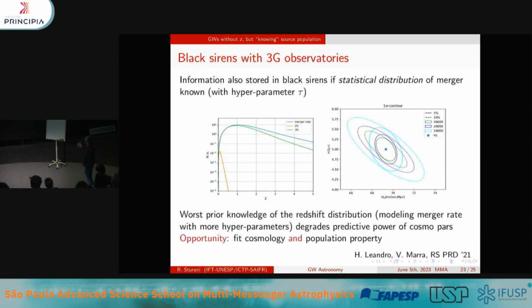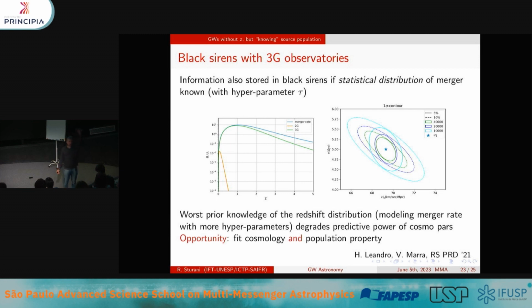For instance, we made a simulation of how well you can measure H naught if you have, say, 10,000 detections, or 40,000 detections. You don't assume a galaxy catalog, you don't assume an electromagnetic counterpart, you only assume that you know with some uncertainty the primordial distribution of merger rate, and then you fit together the cosmological parameters and the primordial distribution of merger rate. You see the error keeps being large even with 40,000 detections, but it shows that this kind of fit is not impossible. Of course, it has huge errors because you have to fit a lot of things together, but this is to say that there is a kind of hierarchy.